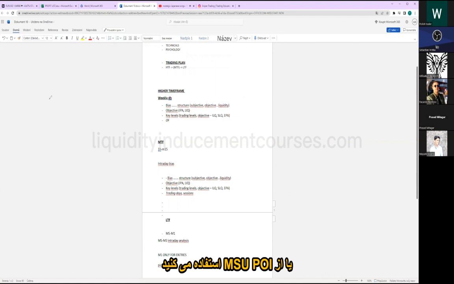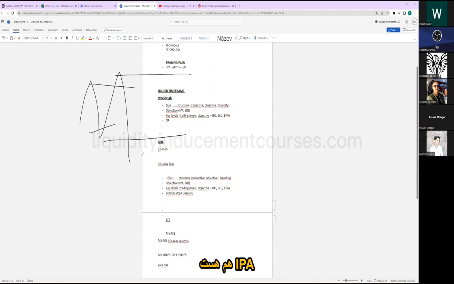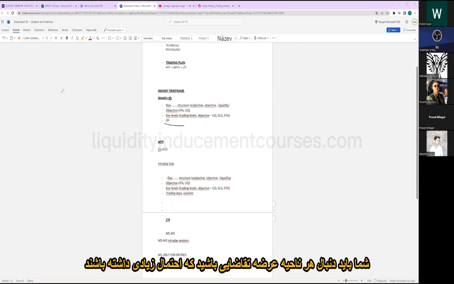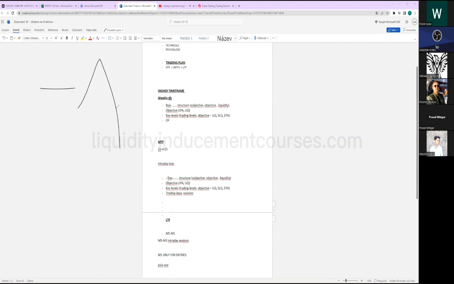You can either use MSU POI, meaning you have an MSU left, the price was never mitigated, there was IPA, then price retraces, that's your order flow that you want to trade from. Or you want to look for any high probable supply demand that took liquidity or has liquidity in front of it. So there's literally everything. Trading is very simple.